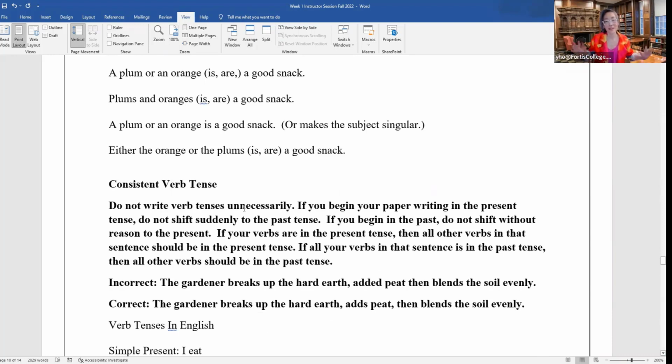Everybody get that? So we're leaving subject-verb agreement behind. Everybody got that? Do I need to go over it again? No. Okay. Good to go.